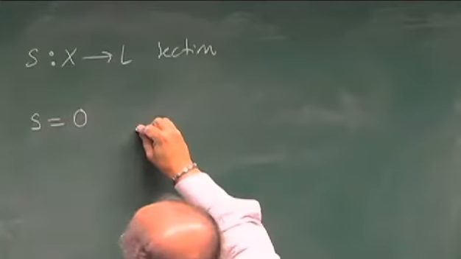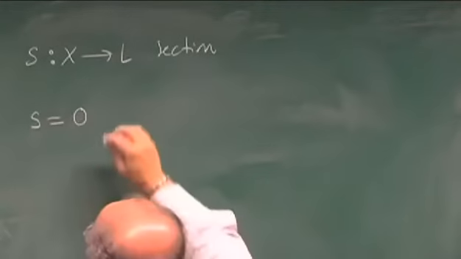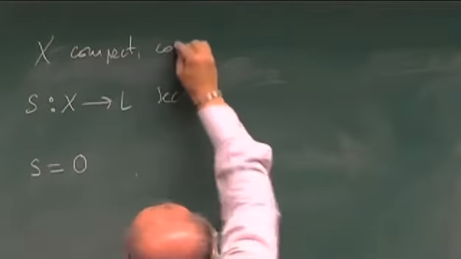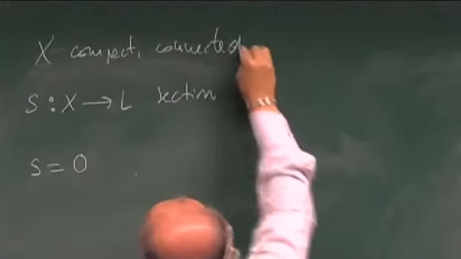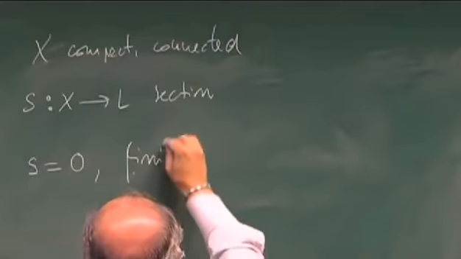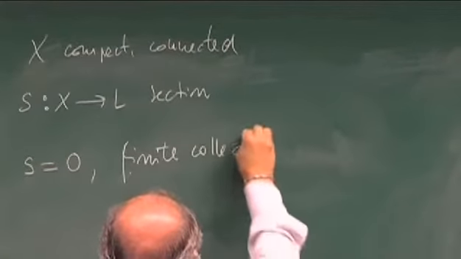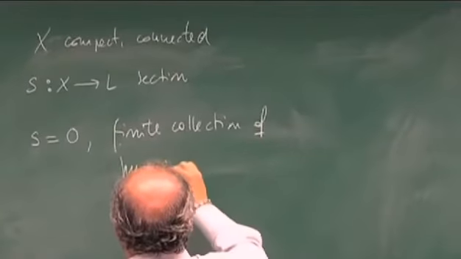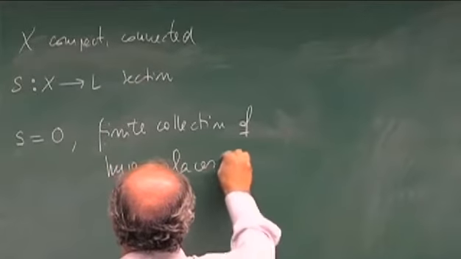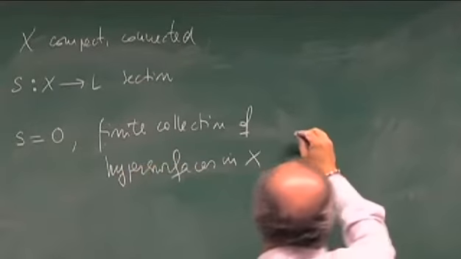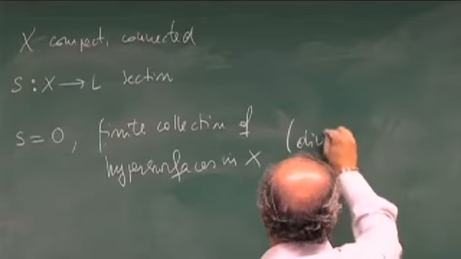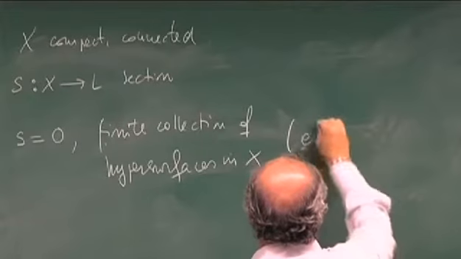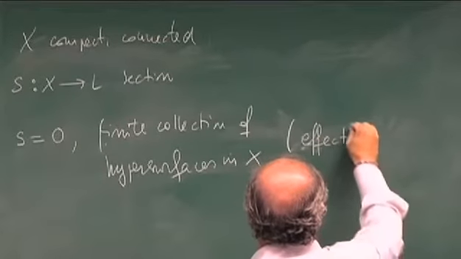Of course, I may in principle have many of them. Now let's assume that X is compact and also connected, which helps. This will be a finite collection of hypersurfaces. It's finite by compactness of X. This is what's called a divisor. Well, to be honest, it's called an effective divisor because it comes from a section.